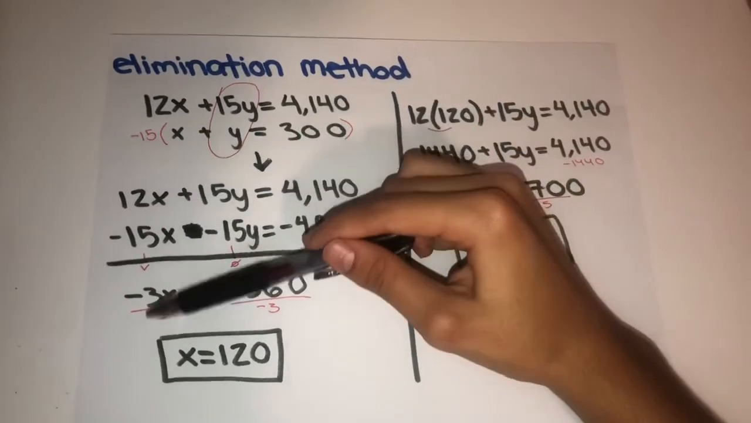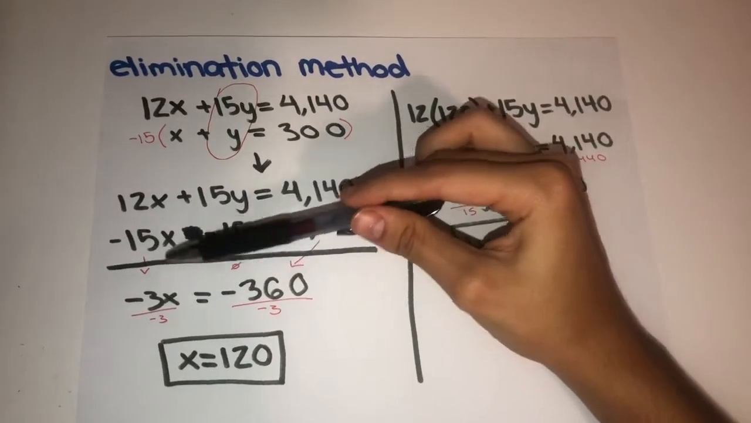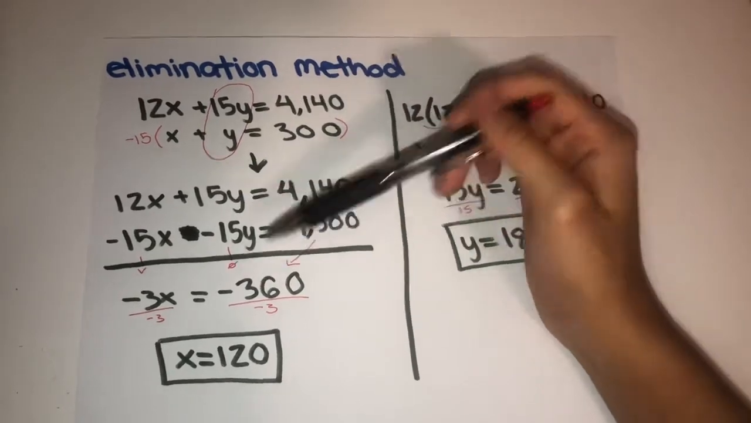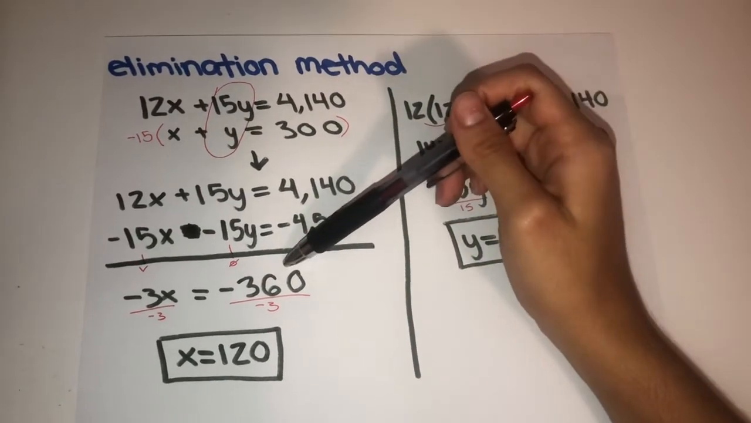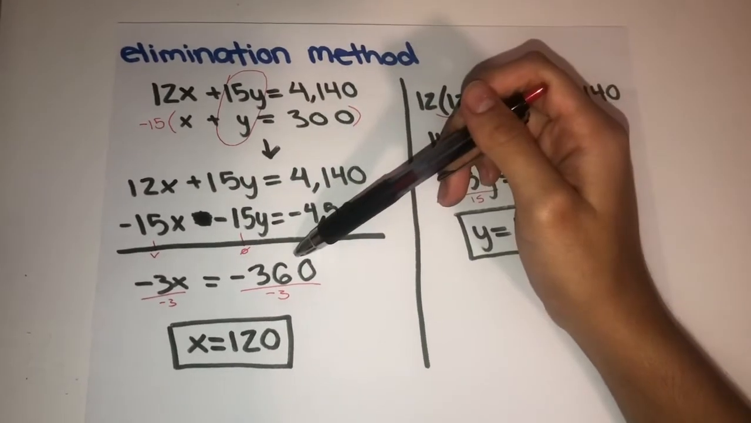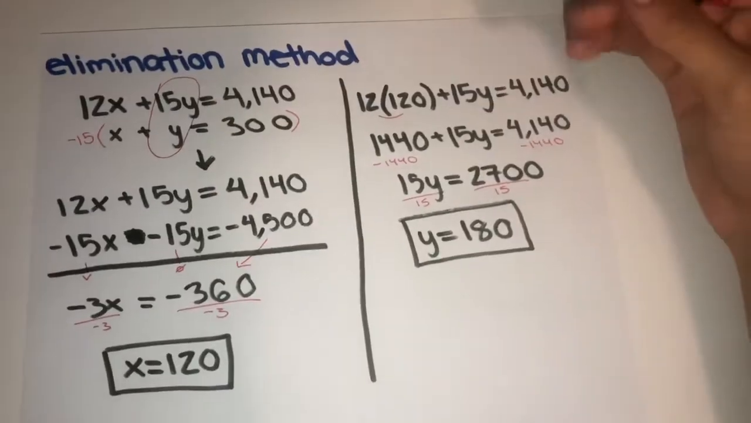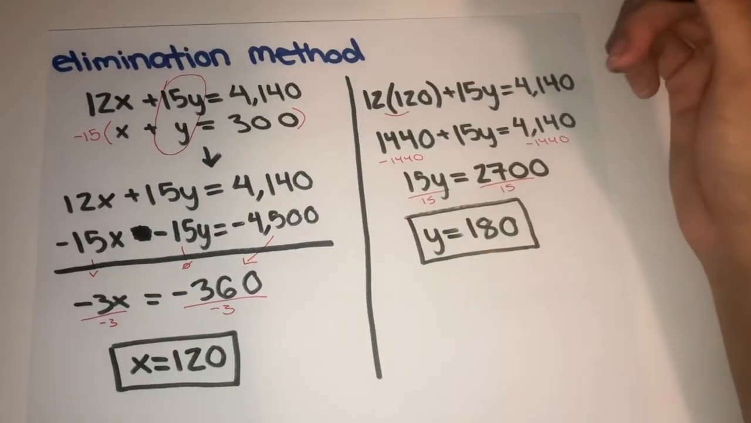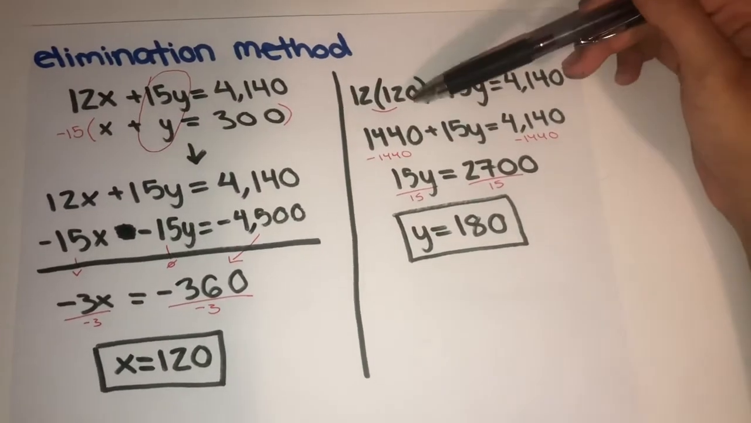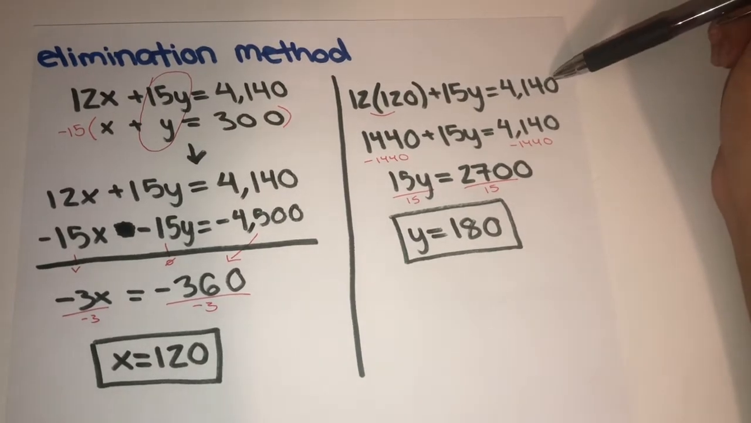So we're going to put these together row by row. This would be negative 3x, since the y terms cancel each other out, so it's nothing. And then after this, it's negative 360, sorry. And then we divide both sides by negative 3, and we get x equals 120. And so we plug the x back into the original equation. So we get 12 times 120 plus 15y equals 4,140.